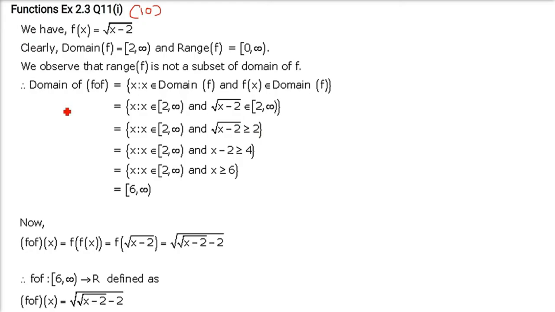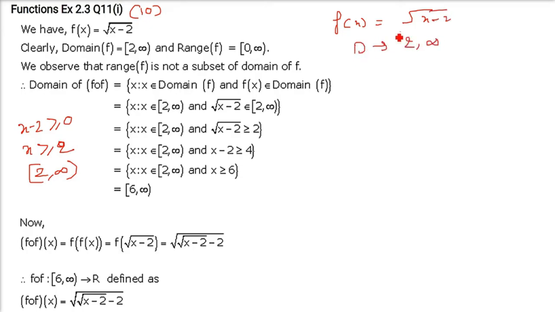First, let us start with the basic function f(x), which is under root of x minus 2. The x minus 2 has to be greater than or equal to 0. So x should be greater than or equal to 2. It should be either 2 or any value above 2. So 2 to infinity is the domain of f(x). What about the range? As I said, all the positive values, so 0 to infinity. Okay, domain and range we have found out.